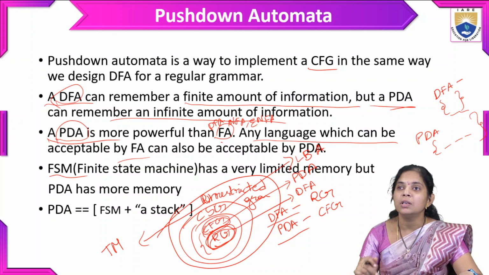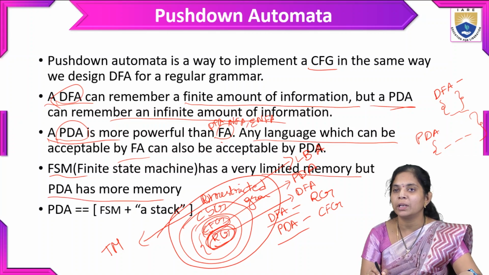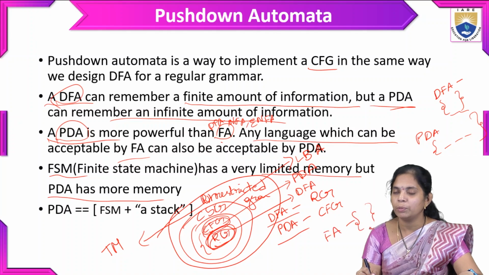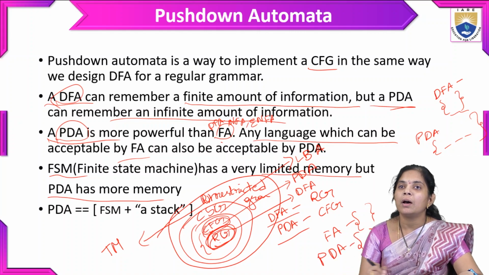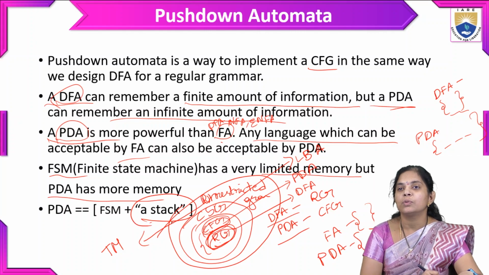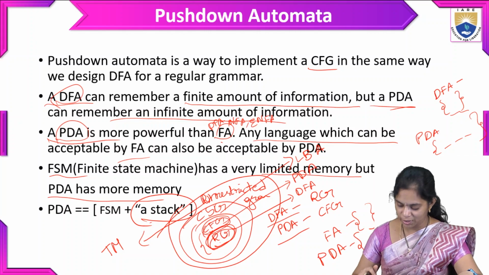A finite state machine has limited memory, but PDA has more memory. So what it indicates, for the construction of finite automata, a finite amount of memory is required. For the construction of pushdown automata, it requires more memory. So how to design that more memory? In the sense, we are going to add a stack into a FSM, finite state machine.